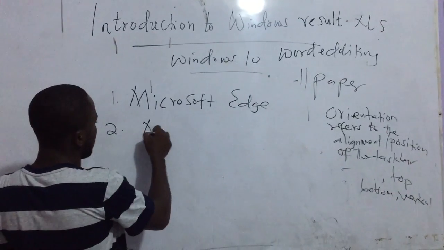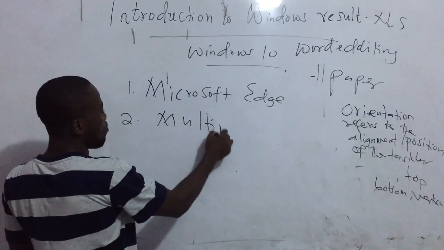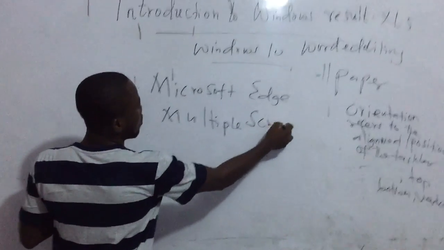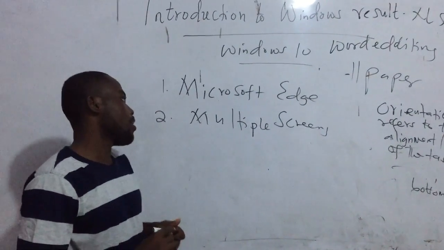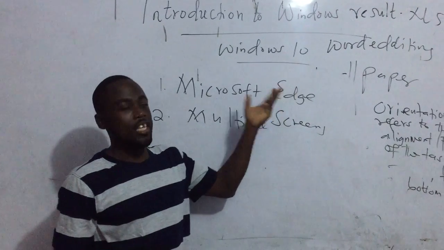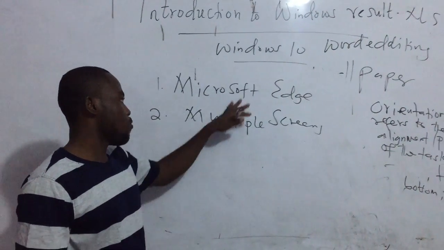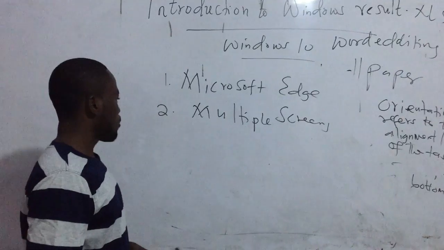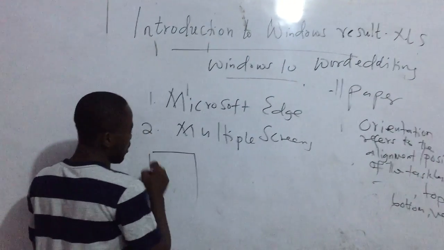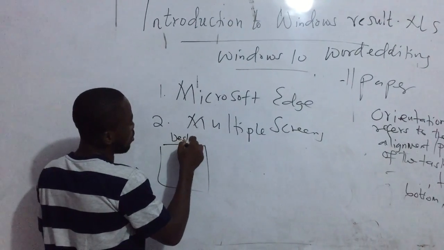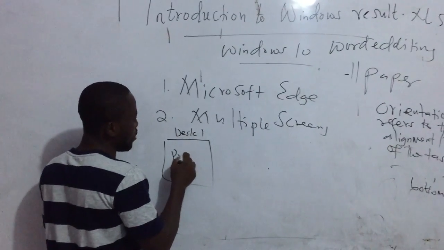We can have multiple desktops, or what we call multiple screens. Microsoft Edge, as I said, is an application software for reading PDFs or ebooks and for internet browsing or surfing. Then we have multiple screens. In Windows 10, we can have screen 1 or desktop 1. Here I'm watching the Prison Break movie.